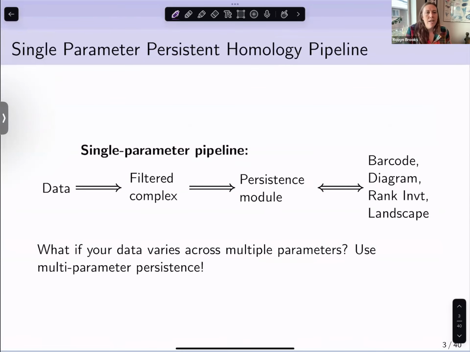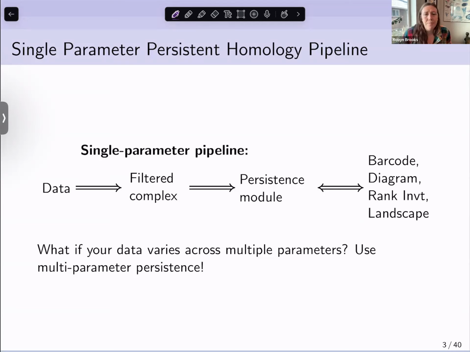So let's get started. We're all familiar with this single parameter persistent homology pipeline. We start with data and a relevant parameter. We use this to build a simplicial filtration and subsequently a 1D persistence module. And then we obtain relevant summaries or invariants. So we know and love this pipeline.